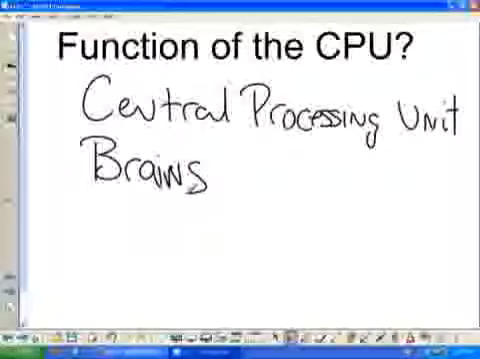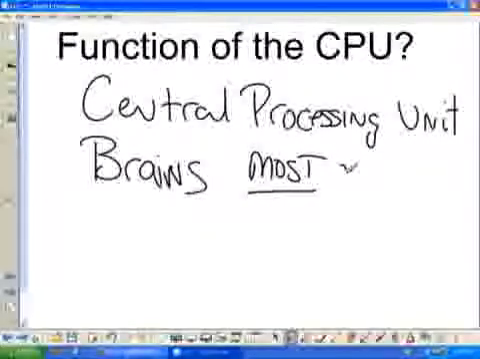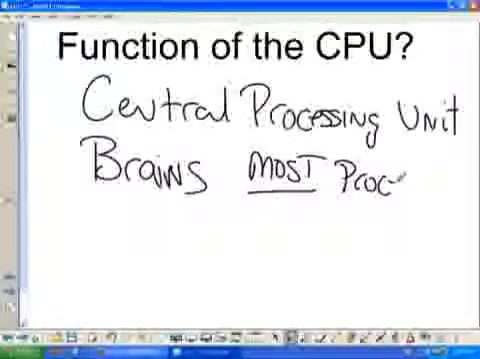Okay, so it's the brains. The motherboard was the circulatory system. If it wasn't connected to it, it wasn't part of the system. The brains is the CPU, and that's where most processing takes place. It's where the thinking is done.